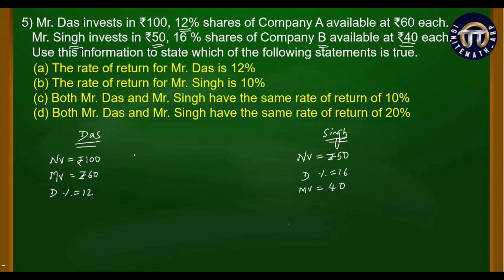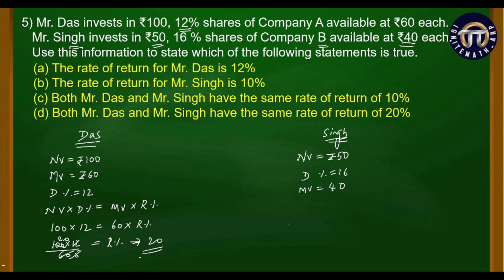Let's calculate. Now we know the formula that NV into dividend rate is equal to MV into return rate. So NV is what here? 100 into 12 is equal to MV, what is MV here? 60 into return rate. Let me calculate the return rate over here. That is equal to 100 into 12 divided by 60. 1 za 5 za, 1 za 20 za. So rate of return is 20%. Clear? In the case of Das.